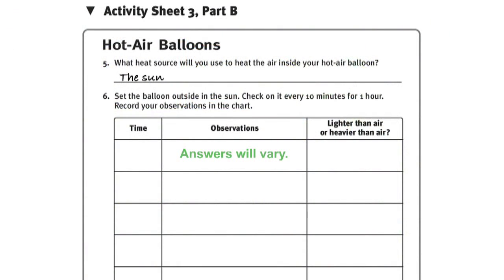Inform students that they are going to place their balloon in the sunlight. The dark color of the balloon will absorb heat from the sun and warm up the air inside the balloon. Set up the balloon in a sunny spot outdoors, sheltered from the wind. Tether the balloon to a rock. Have students record the time and the position of the balloon in relation to the ground. Check on the balloon every 10 minutes.